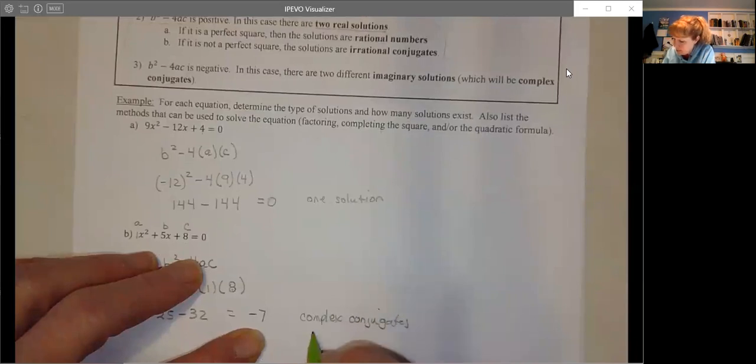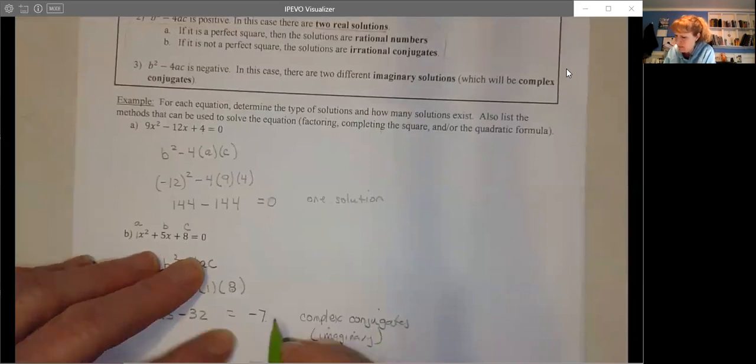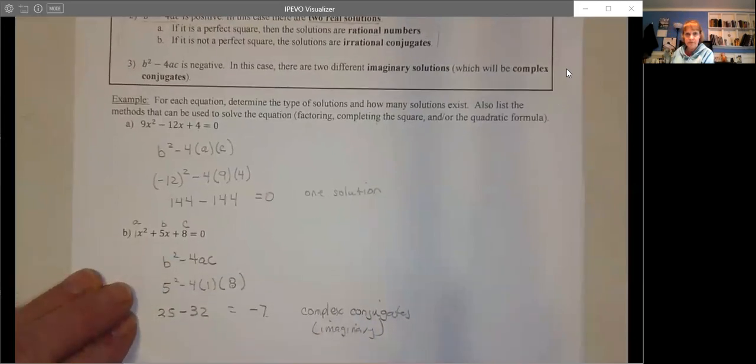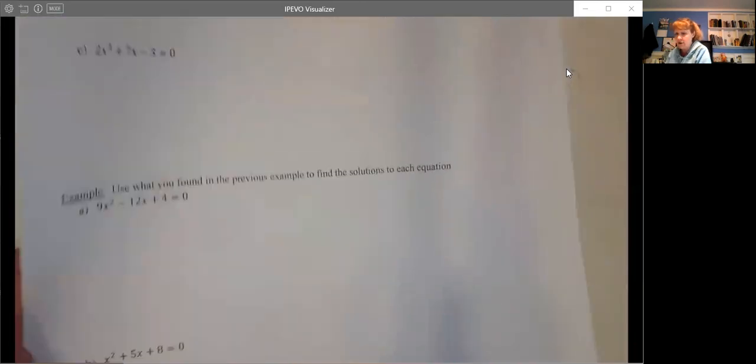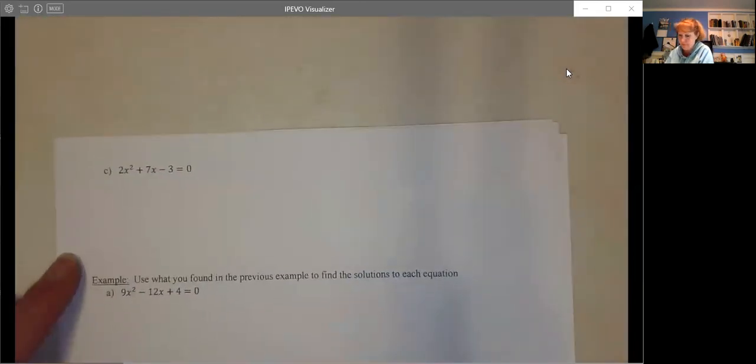Which means we'll have an imaginary number in there because we'll have a negative in that radical. So this really shouldn't be too bad. Let's try another one, and then we'll go back and find the exact solutions to what we just did.